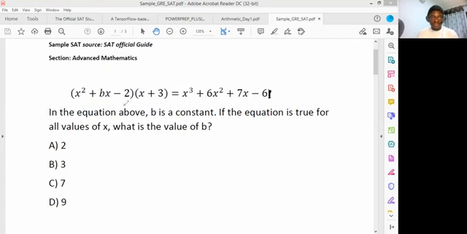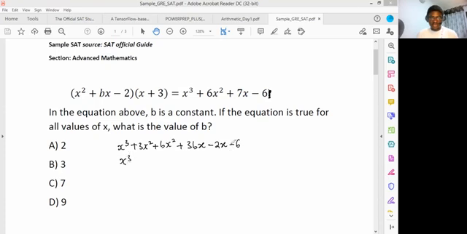So x squared multiplied by x, we have x to the power of 3. x squared times 3 gives you 3x squared. bx times x is plus bx squared, and bx times 3, sorry, it's plus 3bx. Then minus 2 times x is minus 2x, minus 2 times 3 is minus 6. Okay, so this is x cubed, 3x squared.